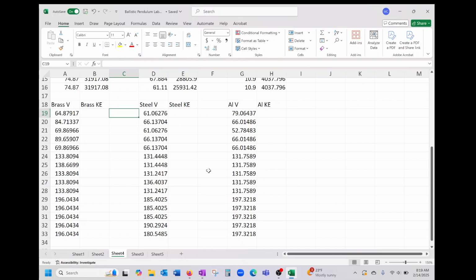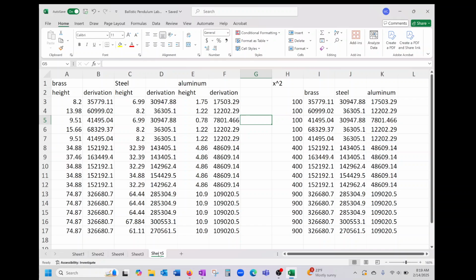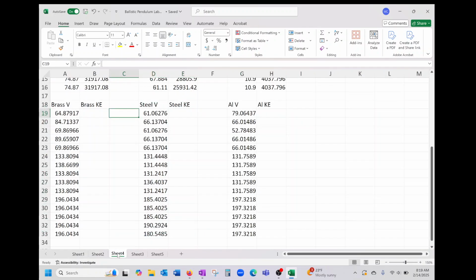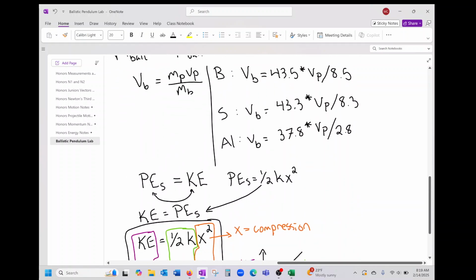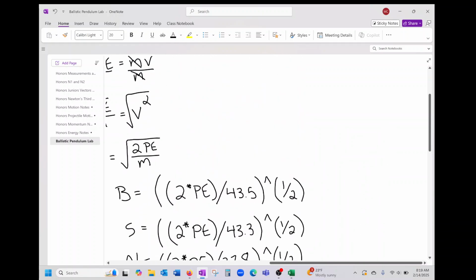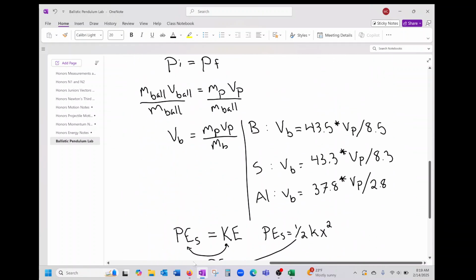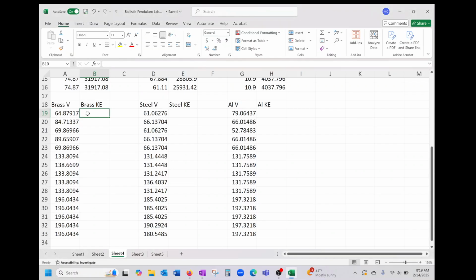The last thing we have to do is calculate the kinetic energy of each shot. So that is going to be, where did I put it? Over here. So the kinetic energy of each shot is going to be 1/2 mv squared. So we want to do 1/2 mv squared for each ball. So we do 1/2 times the mass, which in this case is 8.5, times the velocity squared. So we'll click that for the velocity and then do power of 2. So 1/2 times the mass times the velocity squared gets us our kinetic energies.